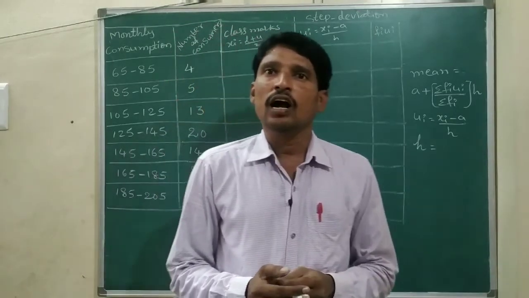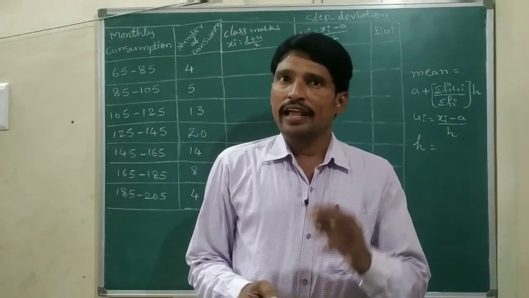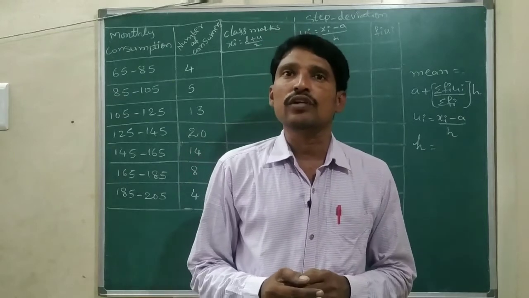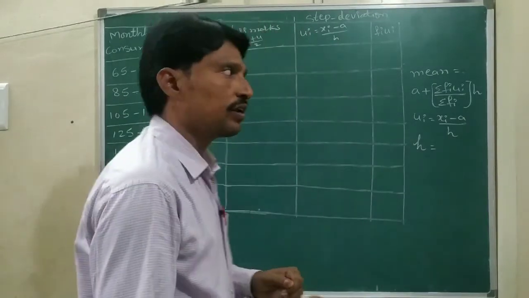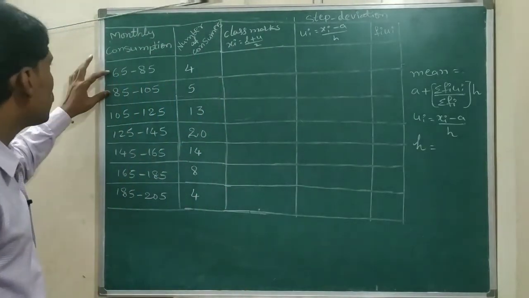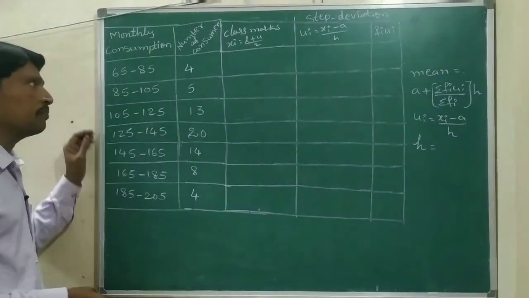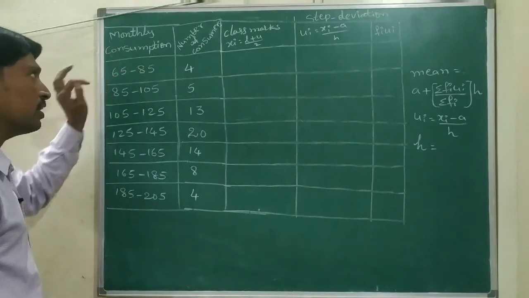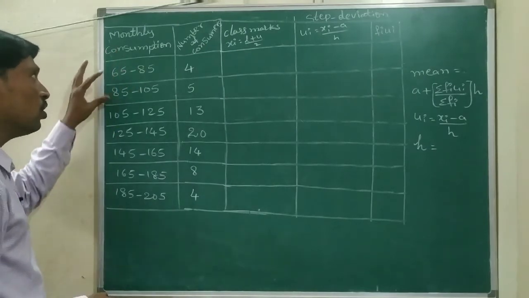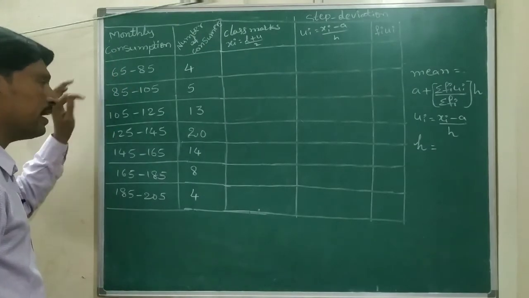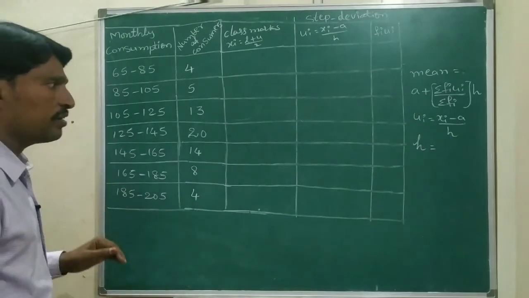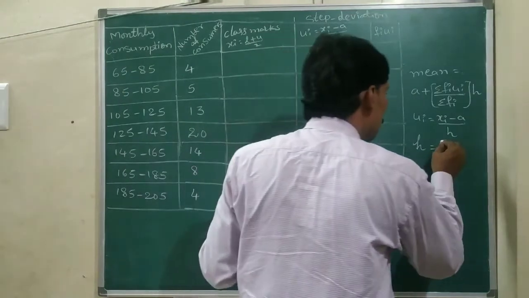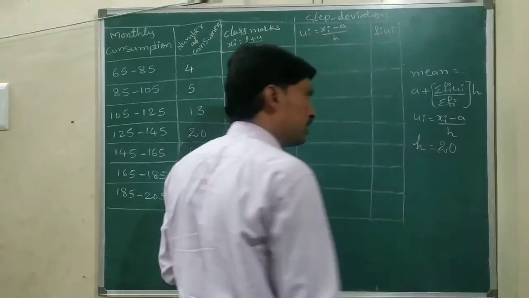H: how do we find H? We need to take the difference between any two successive class intervals' lower limits, or upper limits. Here I am taking the first two class intervals, that is 65 to 85 and 85 to 105. The lower limits are 65 and 85. The difference, 85 minus 65, is 20. So the H value we got here is 20.